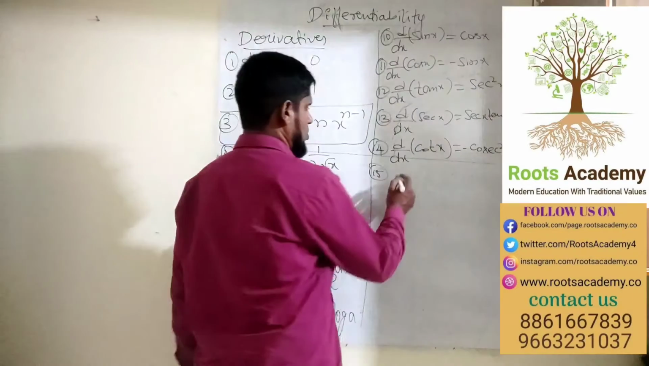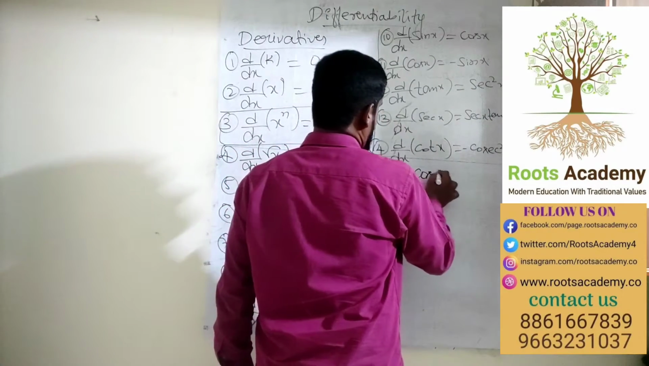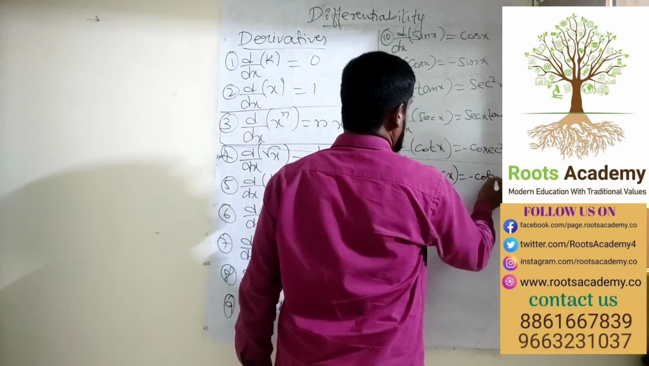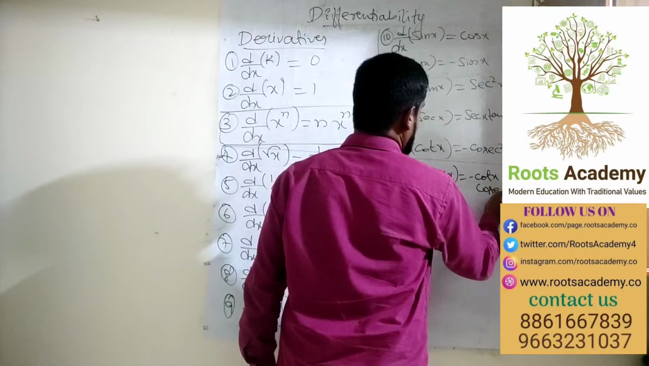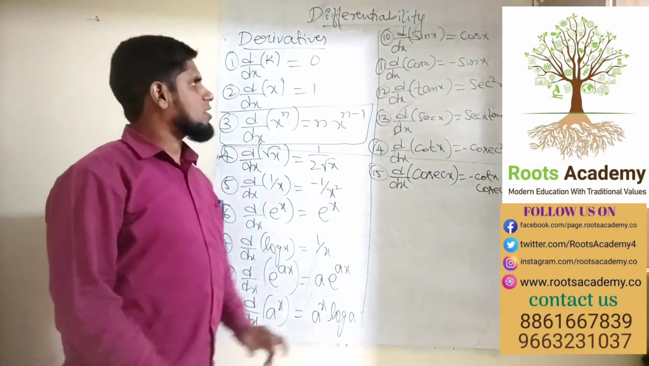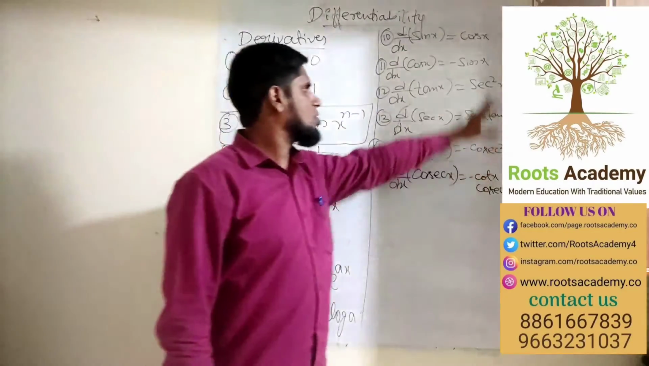Next is d by dx of cosecant x. It is minus cot x into cosecant x. Students, these are the 6 basic derivatives of trigonometric functions.